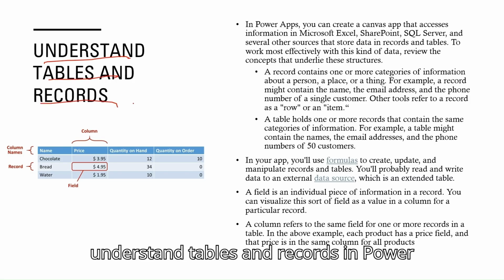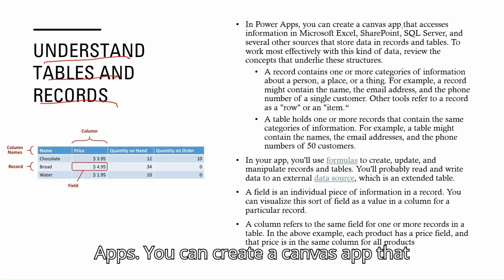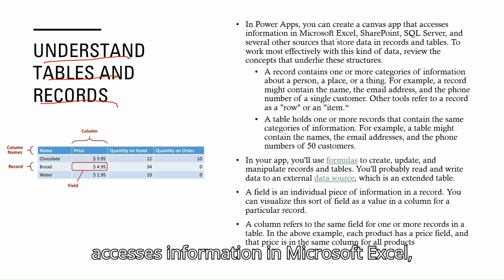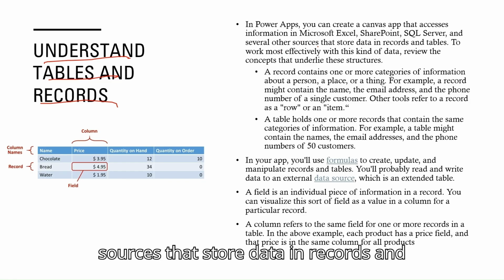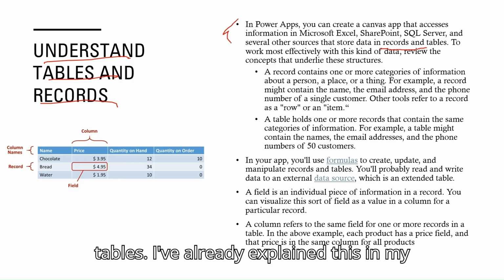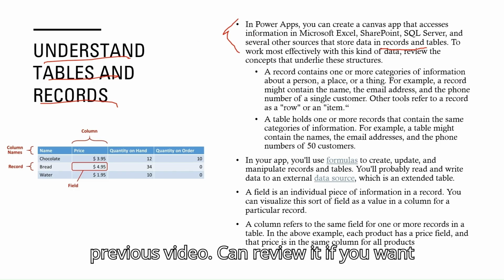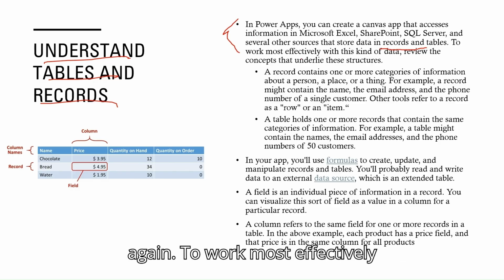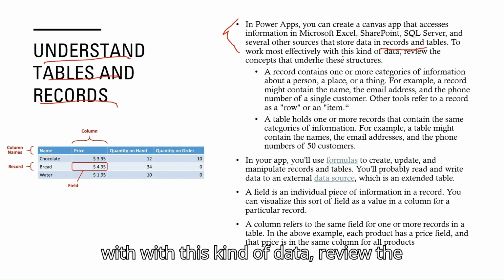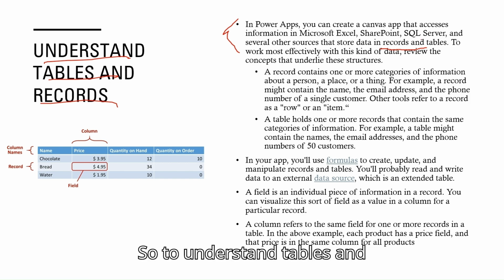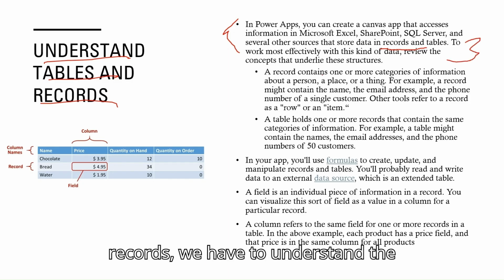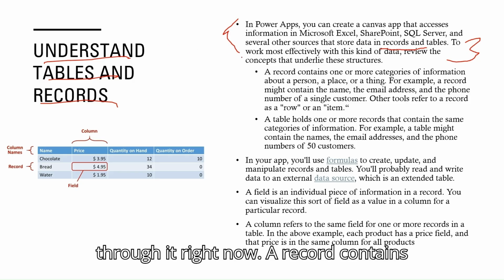Now I want to talk about understanding tables and records. In Power Apps, you can create a Canvas app that accesses information in Microsoft Excel, SharePoint, SQL Server, and several other sources that store data in records and tables. I've already explained this in my previous video. You can review it again if you want. To work most effectively with this kind of data, review the concepts that underlie these structures. So, to understand tables and records, we have to understand the concepts behind this. I'm going to go through it right now.